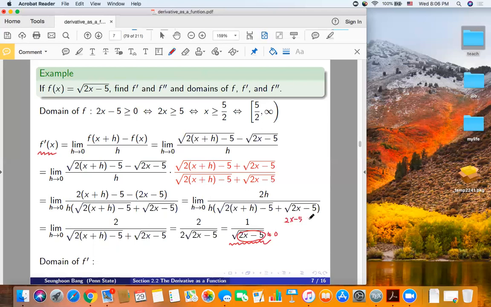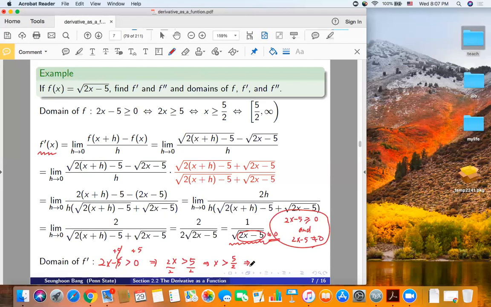2x minus 5 is greater than or equal to 0, and non-zero. You can combine these two inequalities, so exactly 2x minus 5 is positive. You add 5 to both sides, and the 5 is cancelled. 2x is greater than 5. Divided by 2, x is greater than 5 over 2.